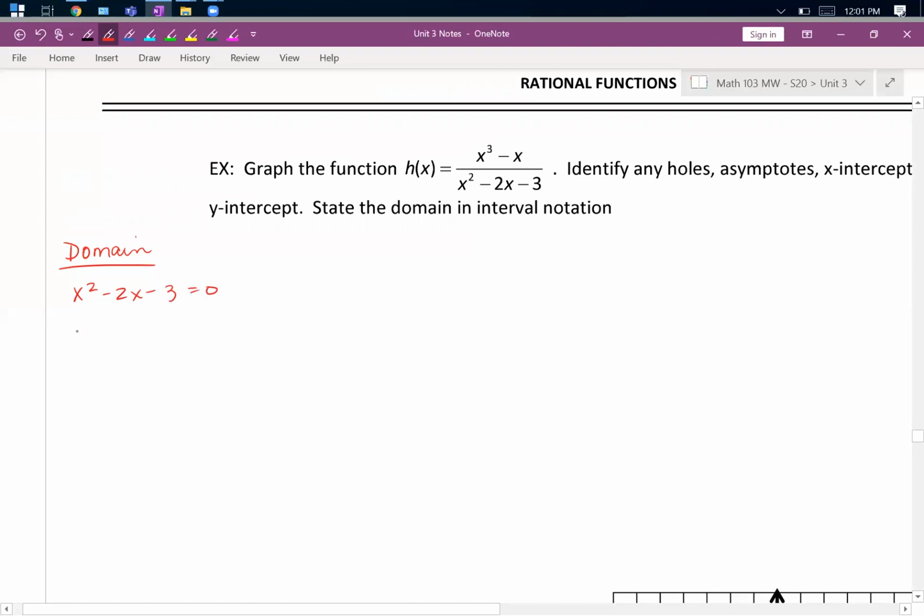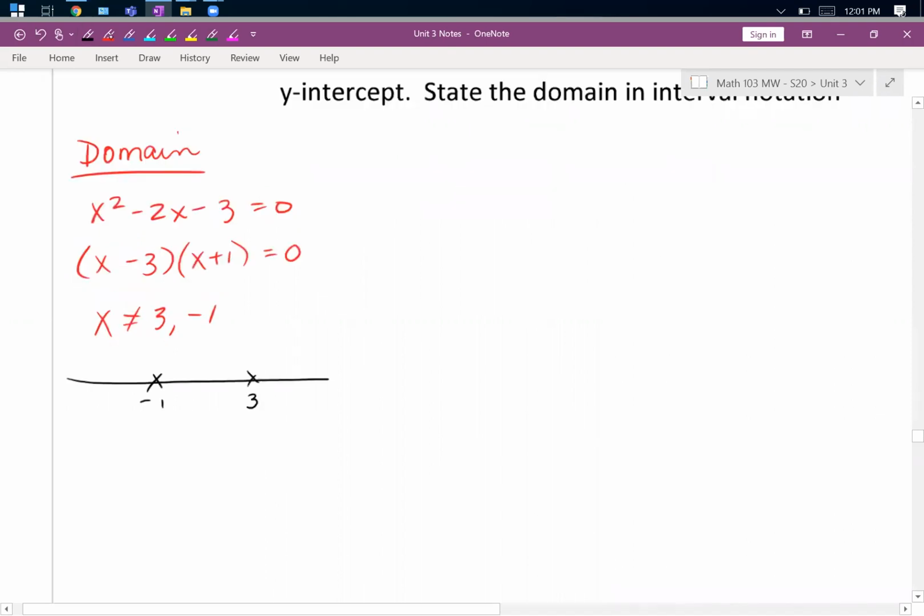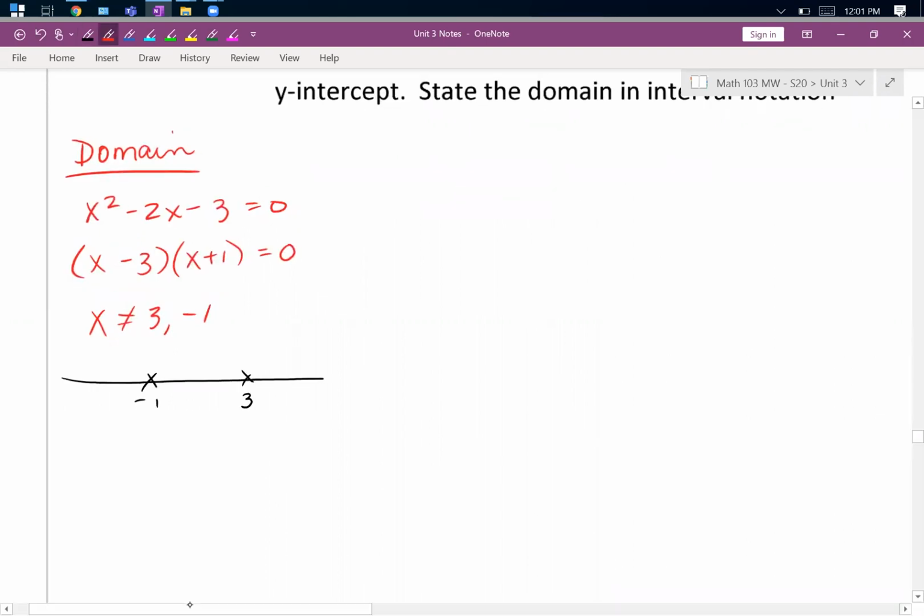Factors nicely. And it will. I'm not trying to trip you up here, we're not going to make the factoring super gross. We won't have to check possible rational zeros. So x can't be equal to 3 or -1. But we want everything else.